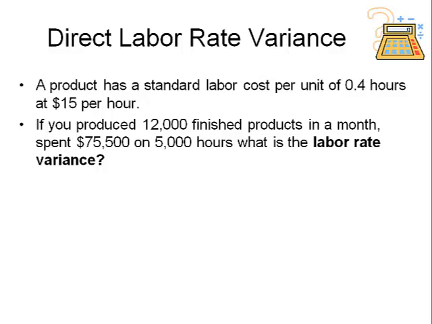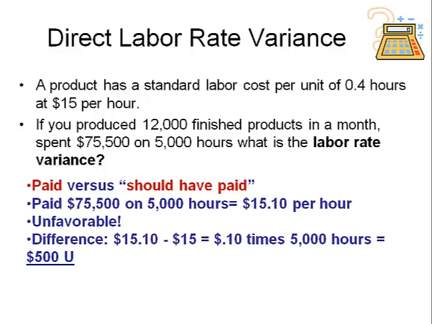The other way we could also do it is by multiplying that 5,000 hours times the 15 and see if it was bigger or smaller than the 75.5. Algebraically, identical. So we paid $75.5, which is $15.10 per hour. It's unfavorable. Why? Because it's greater than the 15. The difference is 10 cents an hour for each of the 5,000 hours worked. So we have an unfavorable direct labor rate variance.